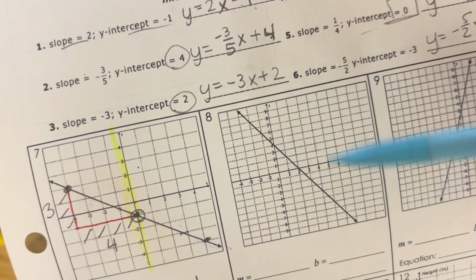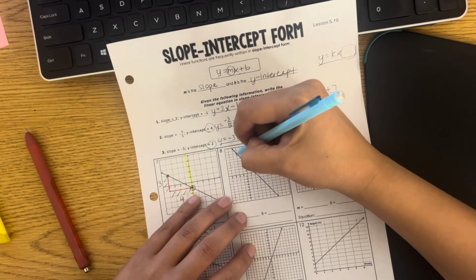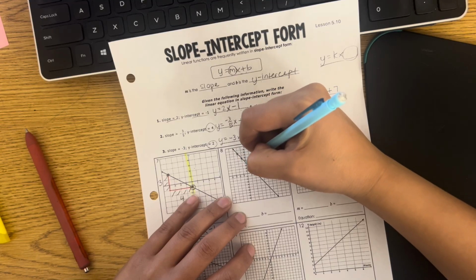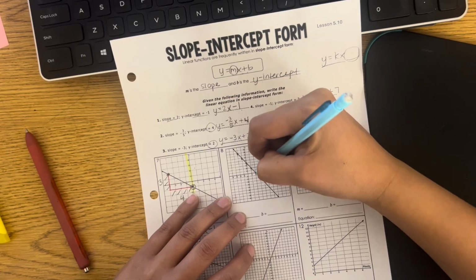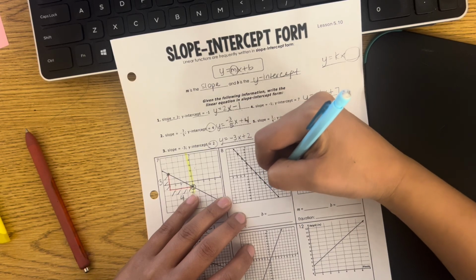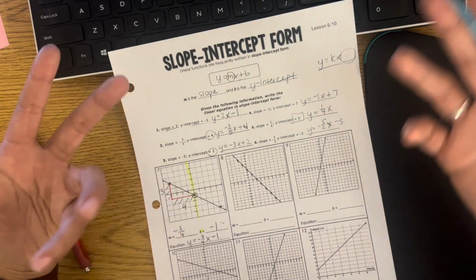Number 8. Again, I have to be able to find my own points here. I can't just be expected to be given them. So this one has a ton at -2, at -1, at 0, at 1, at 2, at 3, at 4, at 5, at 6. And so then that's just a lot of points, right?